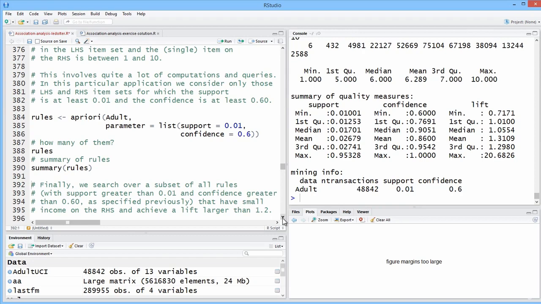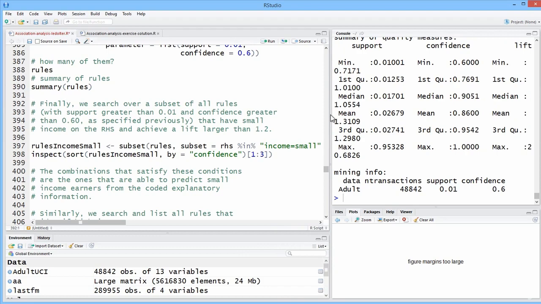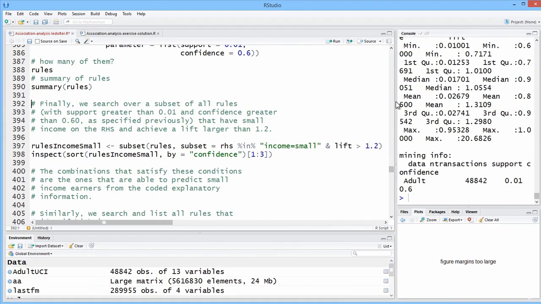Okay, so finally now we're going to search over a subset. We want support greater than 0.01 and confidence greater than 60. And we want income small to be on the right-hand side. This operator in R means that it defines membership in the sets. So the right-hand side has a set membership of this. So it'll just generate rules which have income is small on the right-hand side.